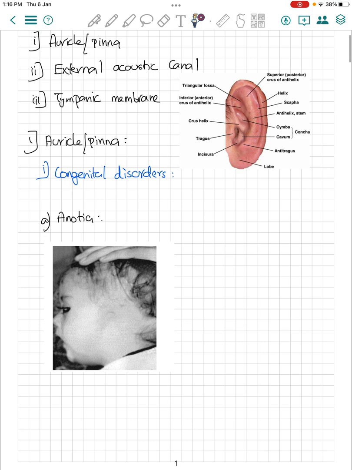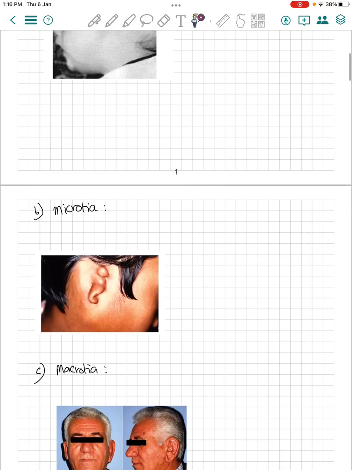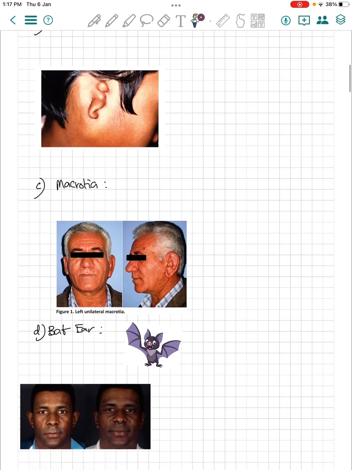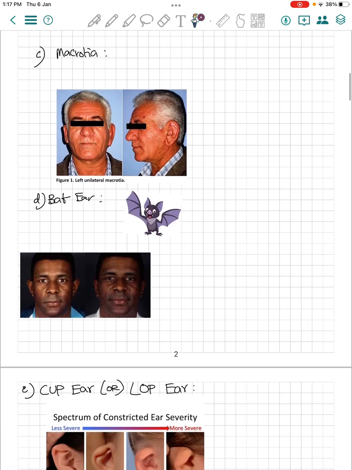Then first we are going to see the congenital disorders. First, anotia, that is absence of the pinna or auricle. Then microtia, also known as peanut ear, where the pinna is very small or not of characteristic size. Then macrotia, where a single ear is much larger than the other ear. Everything here comes under congenital disorders, guys.